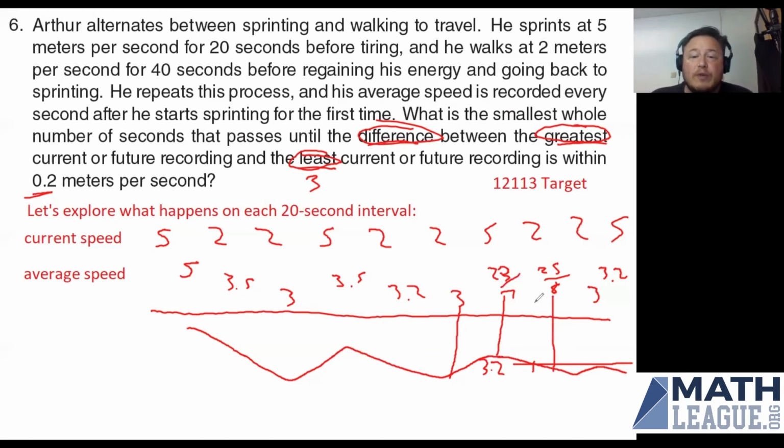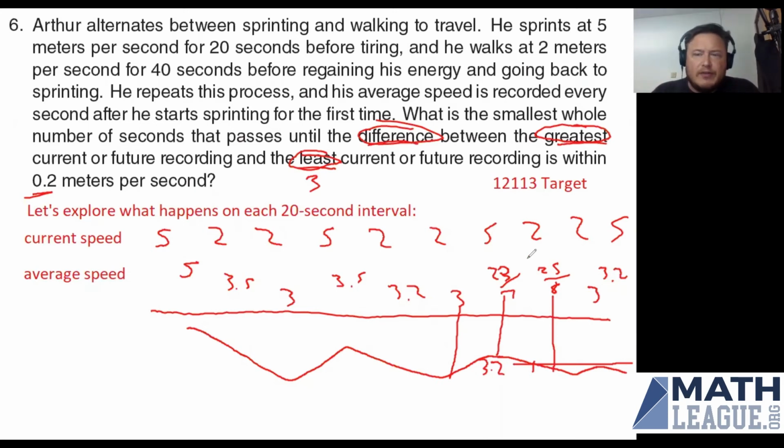And so we know somewhere between 140 seconds, after 7 intervals, and the end of our 8th interval, which is 160 seconds, we're going to hit a running average of 3.2. That's what we need to figure out at this point. So we know that we are somewhere between 140 and 160 seconds. Now, what happens in this particular interval?